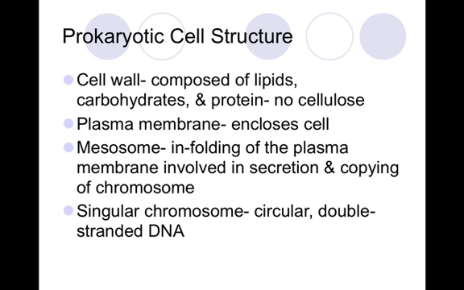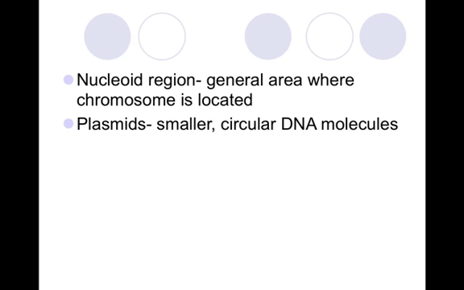It also has a very simple single chromosome, circular double-stranded DNA. There's just a single chromosome in them. There's a nucleoid region. This is the general area where the chromosome is located. And there are also plasmids, or smaller circular DNA molecules.